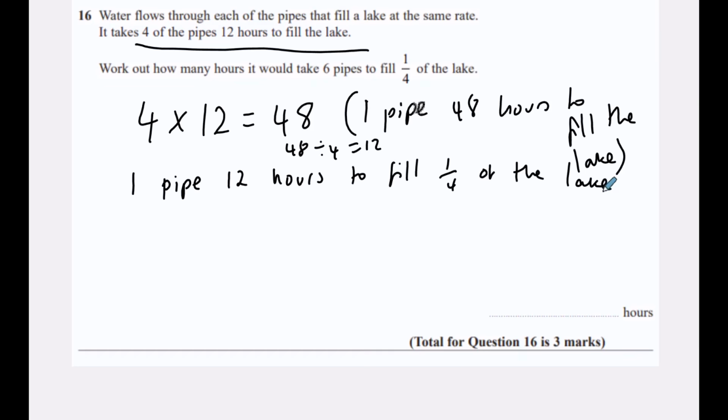We've got 6 pipes though, so we can do it in a sixth of the time. So if we had 2 pipes, we'd halve the time. If we had 3 pipes, we'd divide the time by 3. We've got 6 pipes doing the work. We need 12 hours of pipe flow, but we've got 6 pipes doing it. So it's 2 hours per pipe. So that's our answer.